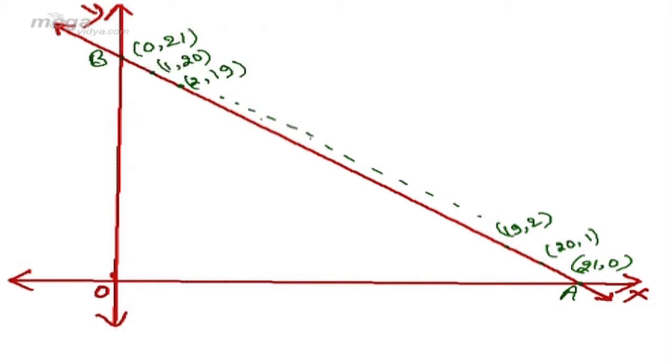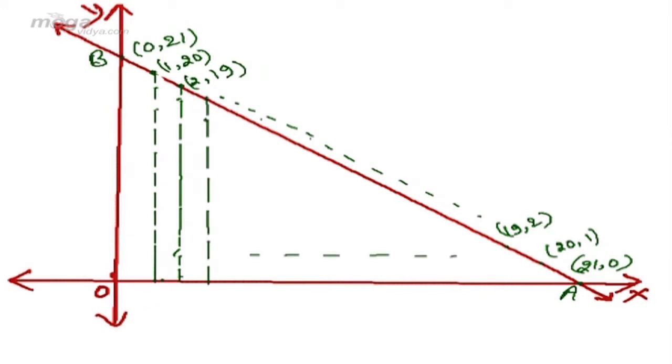What we'll do is draw a line parallel to the y-axis. We will draw another parallel line from (2, 19). Same way we will draw from (3, 18) and so on. You can see that these lines parallel to the y-axis intersect the x-axis at the coordinates (1, 0), (2, 0), (3, 0) and so on, up to (19, 0), (20, 0). Now we will see how many points from 1 to 20 will lie whose coordinates are integers.